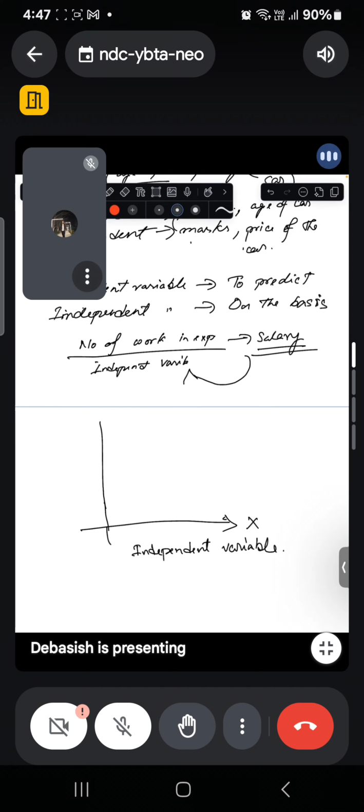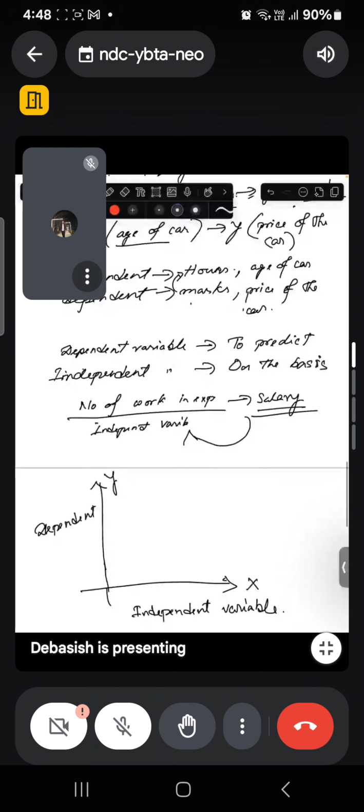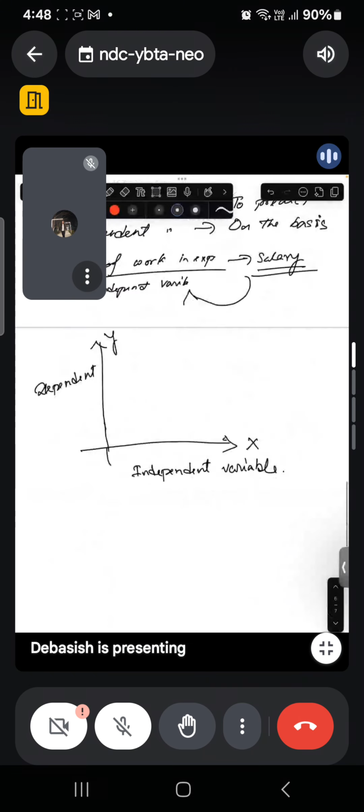Okay, always we'll take the independent variable on the x-axis, and on the y-axis we'll take the dependent variable.